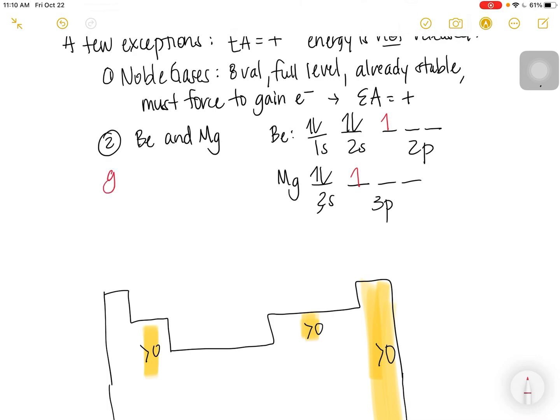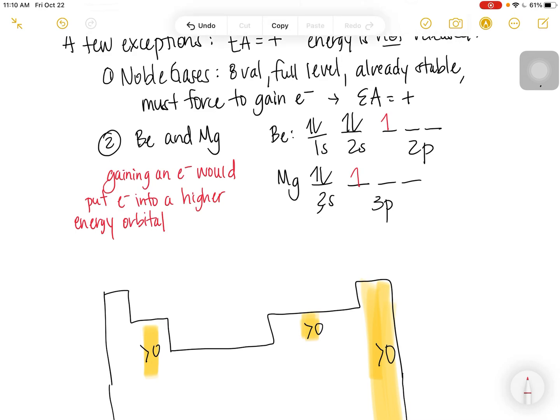So gaining an electron would put the electron into a higher energy orbital. That's not a stability situation. It has no interest in doing this. It's not good, so to speak. And so this doesn't occur naturally, okay? And instead, both beryllium and magnesium, you would have to force it.